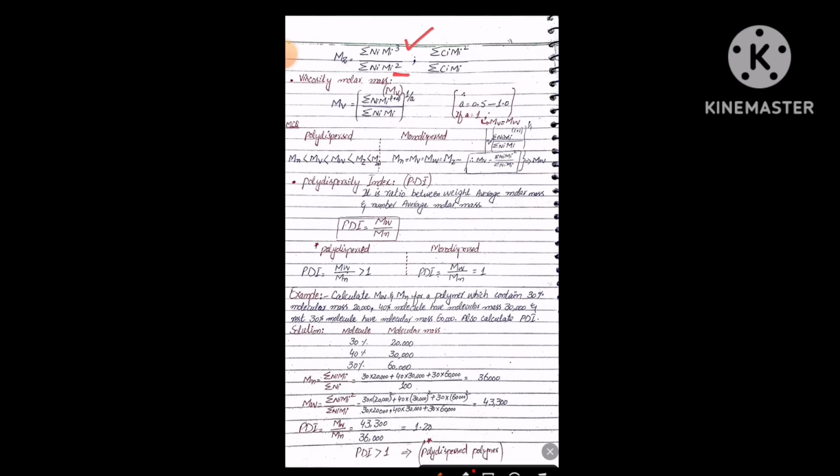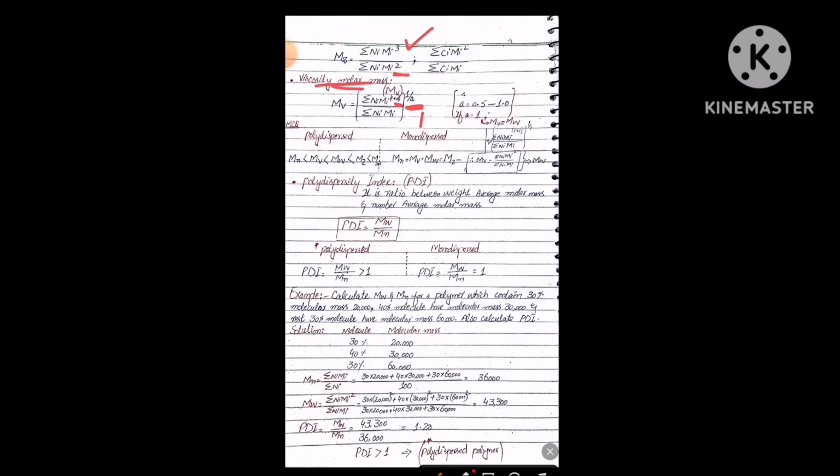Next, the last formula is the viscosity molar mass, and it's an important thing to remember. Students, Mv, viscosity molar mass, is equal to the sum of Ni Mi raised to power 1 plus A, divided by the sum of Ni Mi, overall raised to 1 over A.